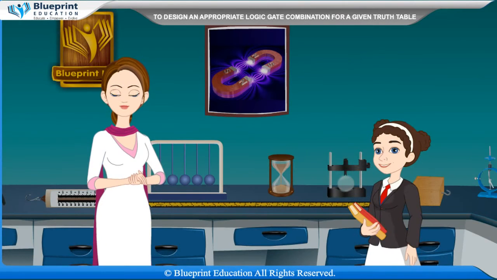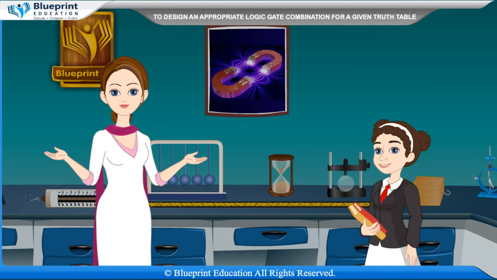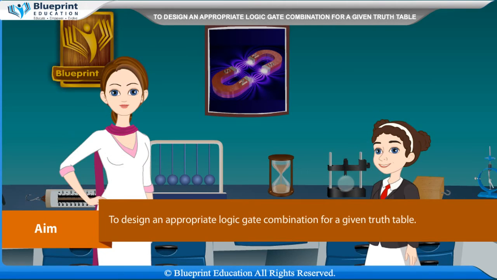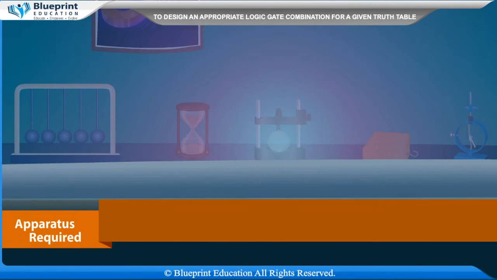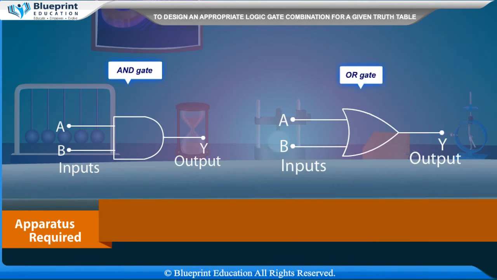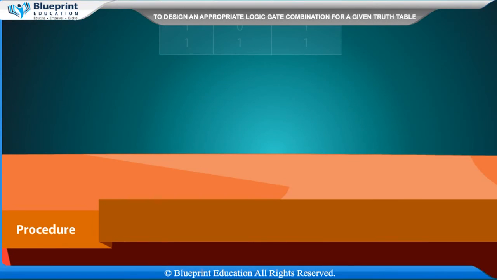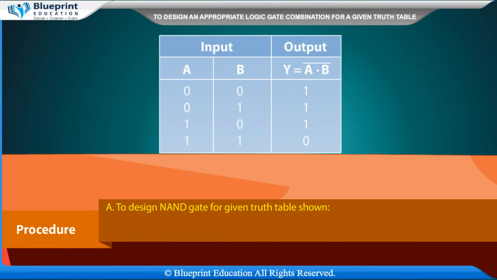Let's do an experiment to design an appropriate logic gate combination for a given truth table. Our aim here is to design an appropriate logic gate combination for a given truth table. Apparatus required are AND gate, OR gate, NOT gate. Procedure. To design NAND gate for given truth table shown.